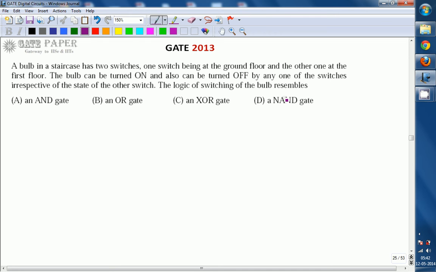The logic of switching of the bulb resembles: A. AND gate, B. OR gate, C. XOR gate, D. NAND gate.